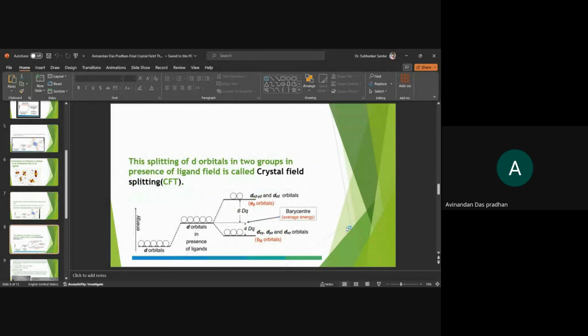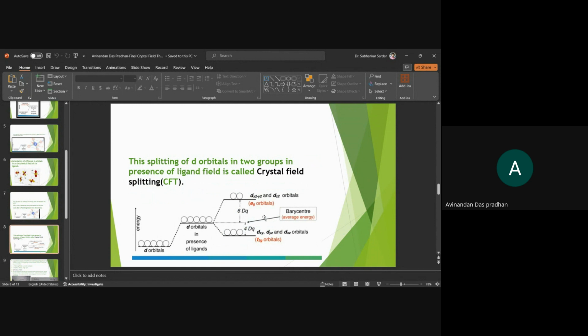This splitting of d orbitals gives 2 groups: a higher energy group and a lower energy group. The higher energy group from the average energy is dx square minus y square and dz square, which we denote by Eg, and the lower energy group is the dxy, dyz, and dzx orbitals, which we denote by T2g. In the middle is the barycenter, which is the average energy.